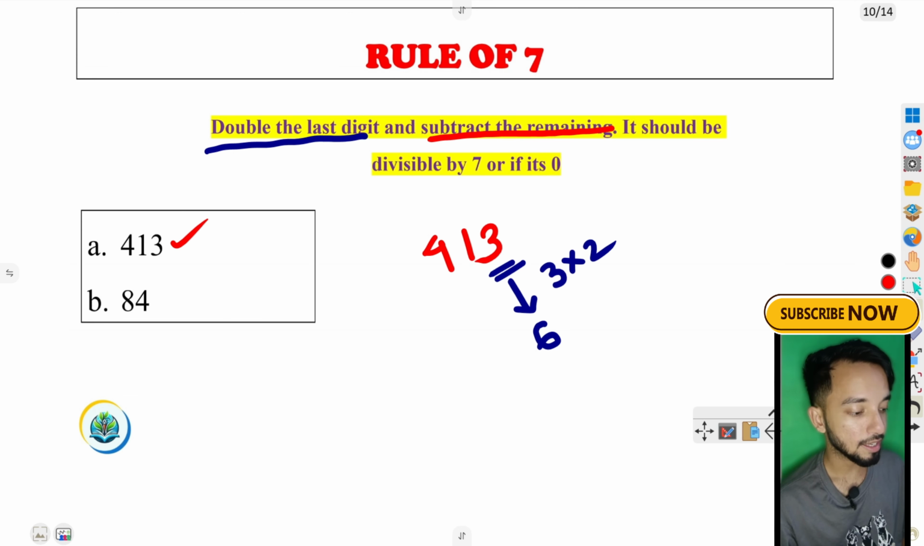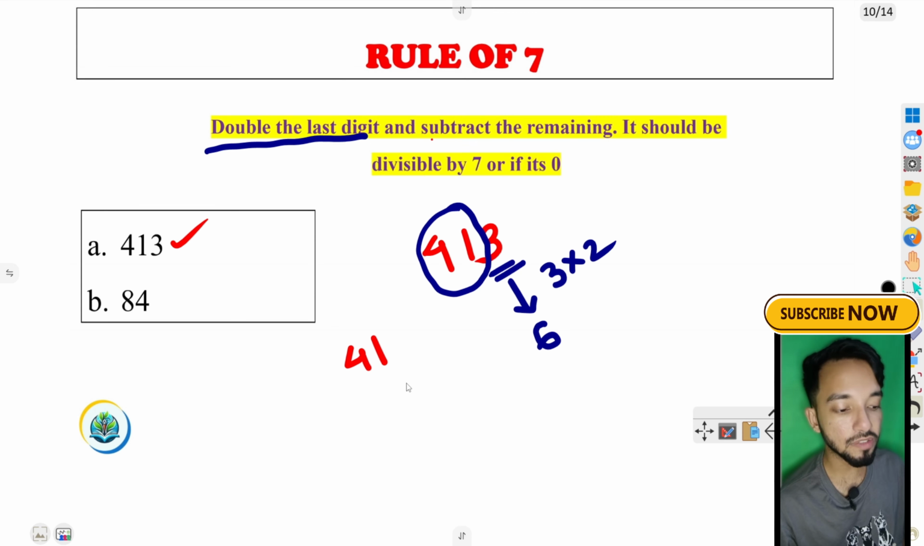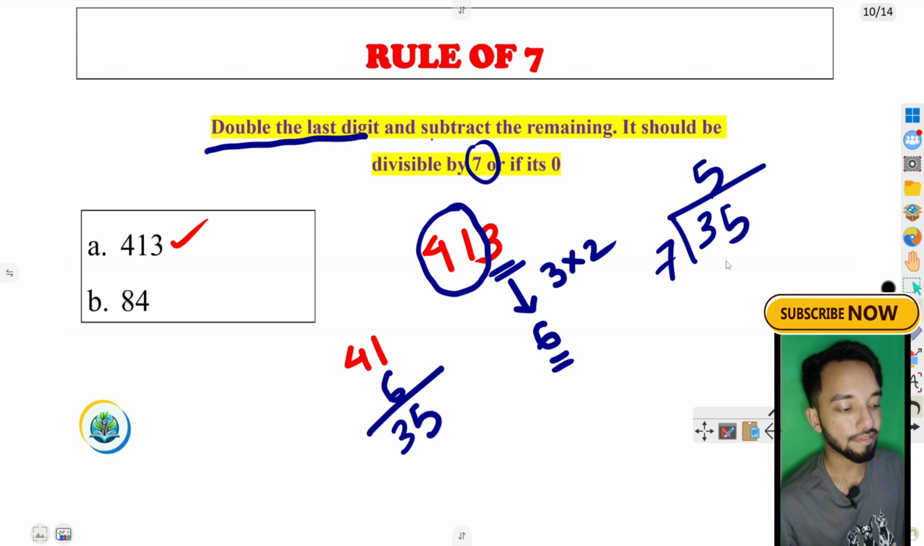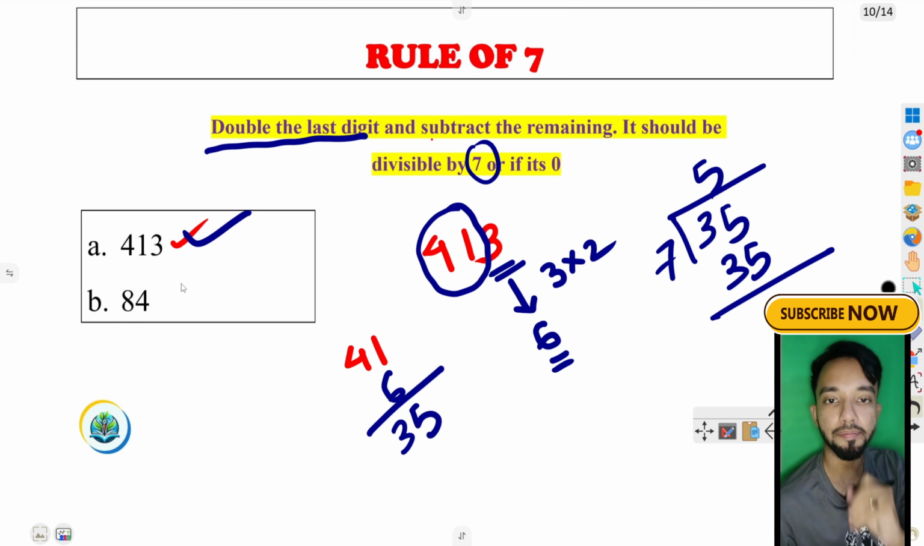What does it mean? It means that the leftover digits are 4 and 1. So from this 41, we need to subtract this 6. If we subtract 6, we will get 35. Now we need to check whether this 35 is divisible by 7. 7 fives are 35, so 35 is divisible by 7. That means this number is also divisible by 7.